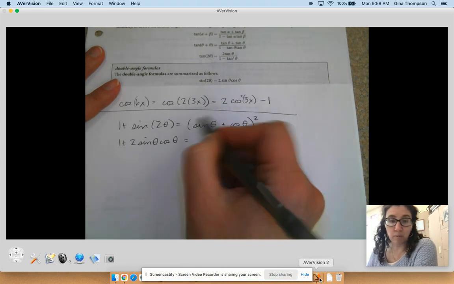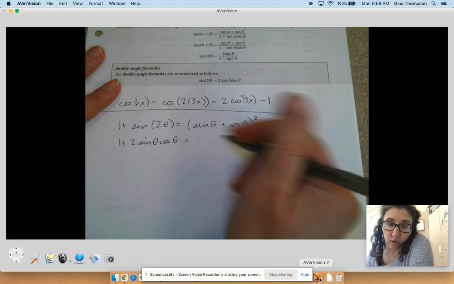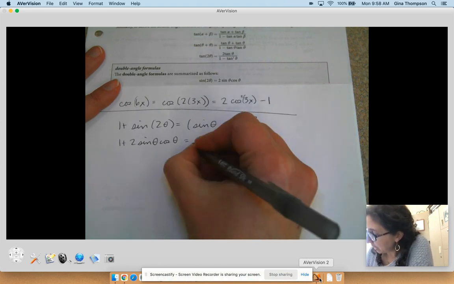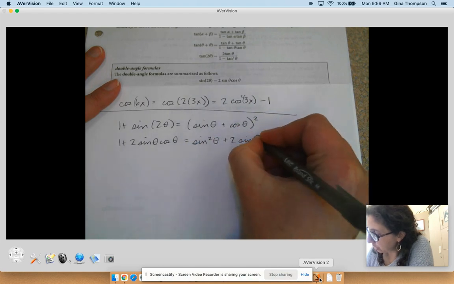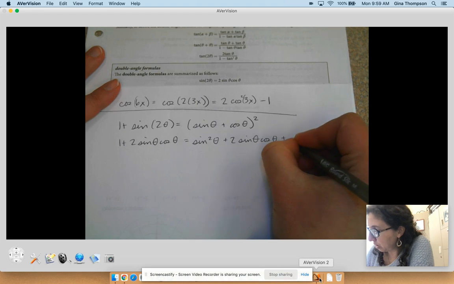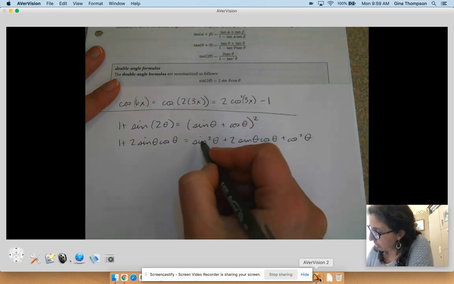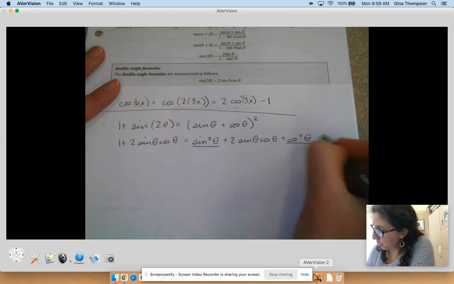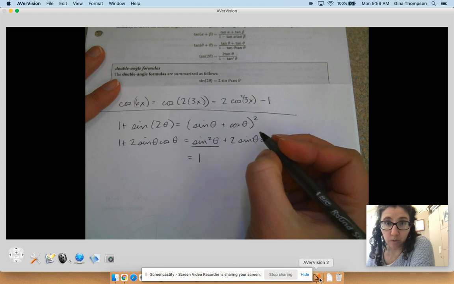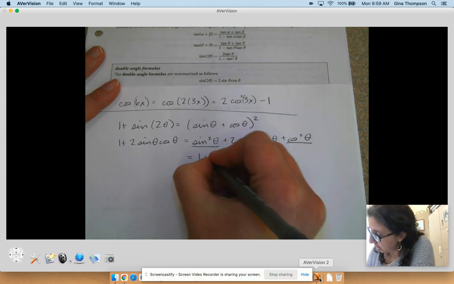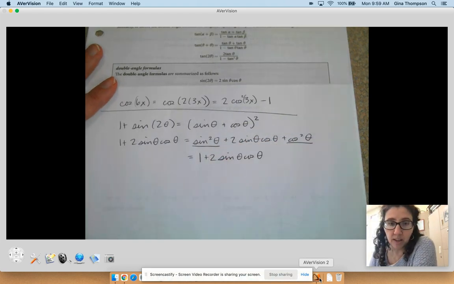All right, maybe we need to multiply this out. Let's see if things cancel. So let's see if we can use a generic rectangle, we can FOIL. We're going to get sine squared theta plus 2 sine theta cosine theta plus cosine squared theta. All right, well, what do I see? Sine squared plus cosine squared equals 1 by the Pythagorean identity, right? So we get 1 plus 2 sine theta cosine theta. Got it. That's what they asked us to verify.